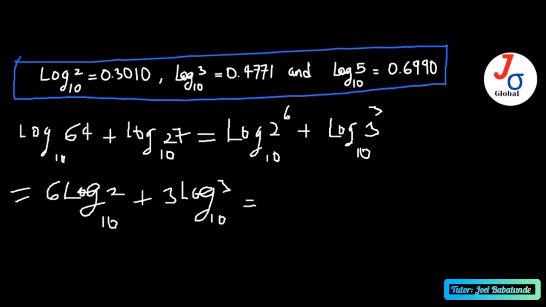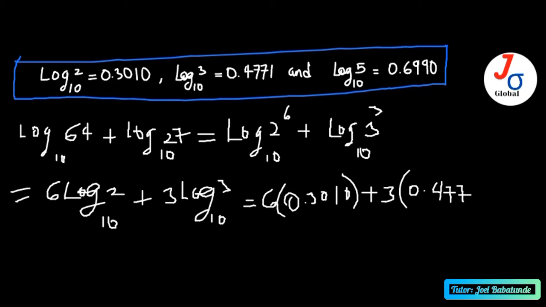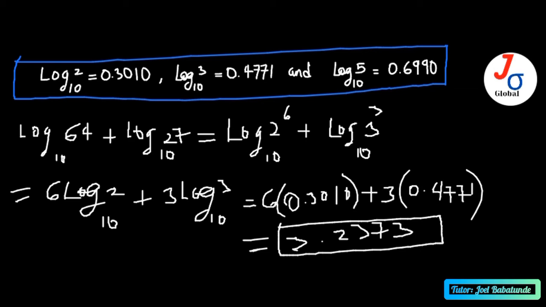So from what we have on the screen here, log 2 base 10 is given. So you have 6 times 0.3010, then plus 3 times log 3 base 10, which is 0.4771. Typing it into your calculator, what you get is 3.2373. And so that's your final answer.